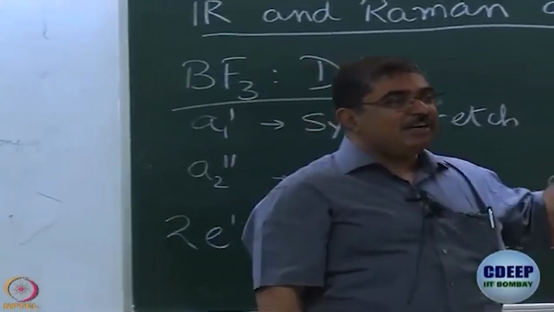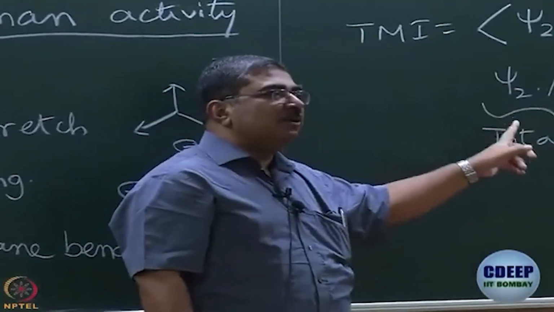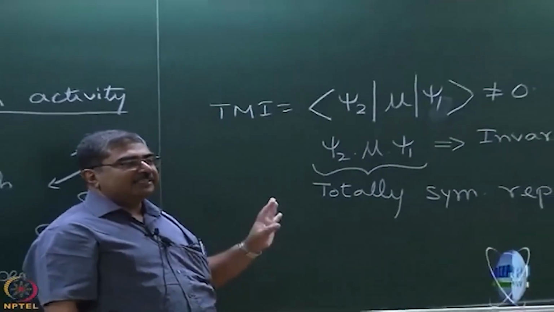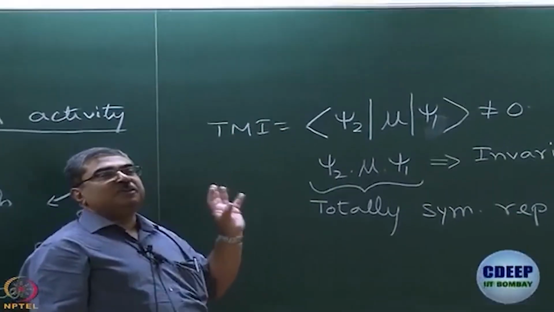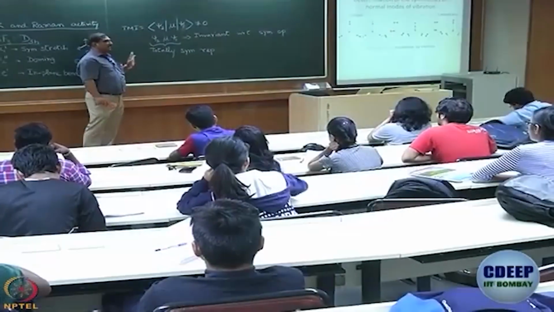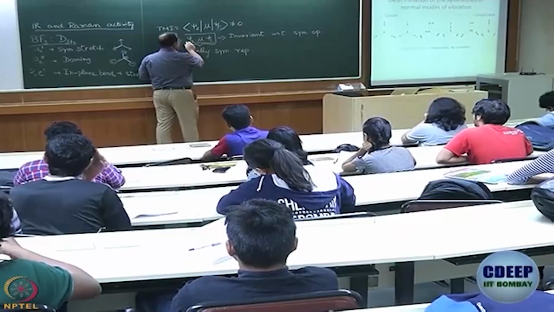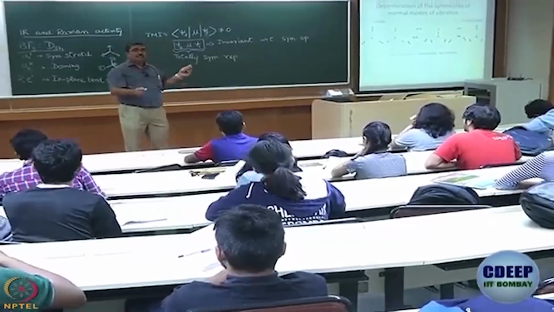So, instead of saying A1, better say that this triple product must belong to the totally symmetric irreducible representation. This is the condition for the transition moment integral to be non-zero. So, this is the condition. This is what we are going to focus on for the rest of this discussion. And not only this, when we talk about electronic spectroscopy, we are going to make use of this as well.